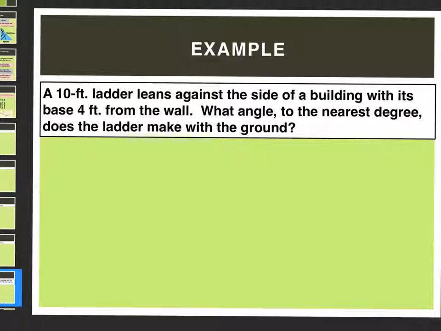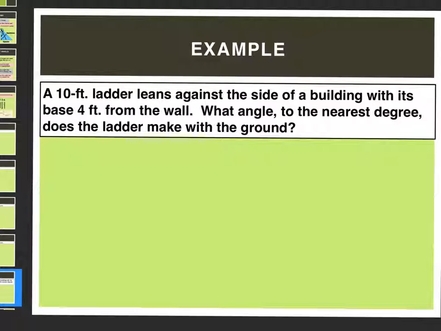Especially if your first language isn't English, this can be hard sometimes to figure out what the problem means, like, where does this side go? Or even if your first language is English, for some people it's just not a strength. So just ask me. Okay, so a 10-foot ladder leans against the side of a building with its base 4 feet from the wall.